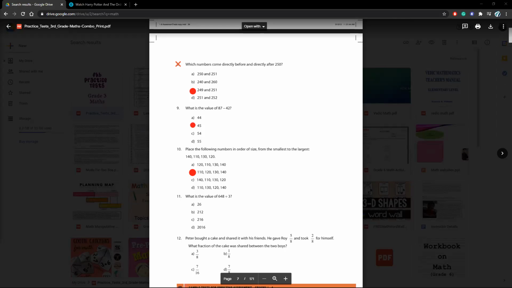Number 11. So what's the question? I can't see the question. What is the value of 648 divided by 3? Yeah, it's divided by 3. I don't get the question. It says, what's the value of 648? I mean the answer? Yeah, the answer is 648 divided by 3.